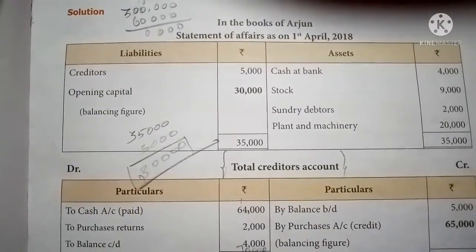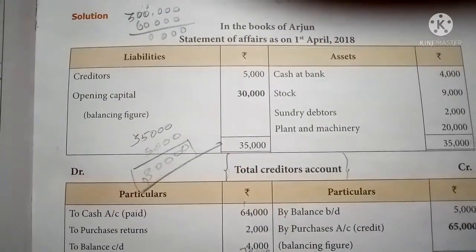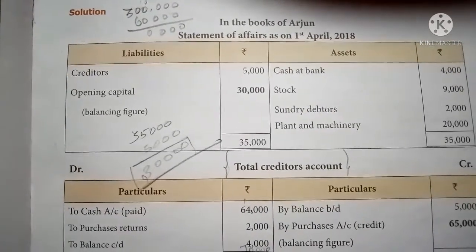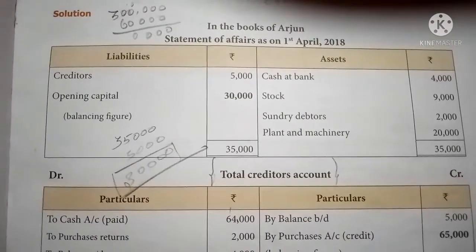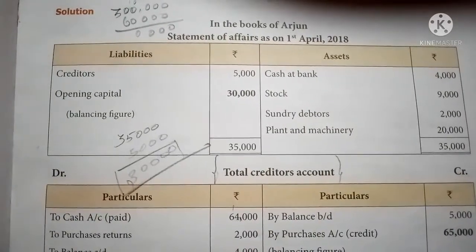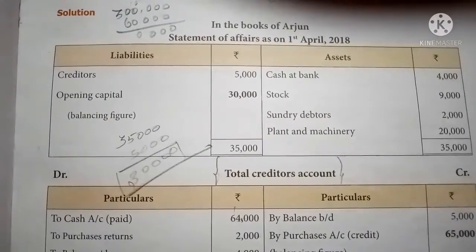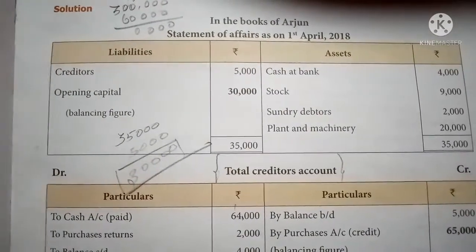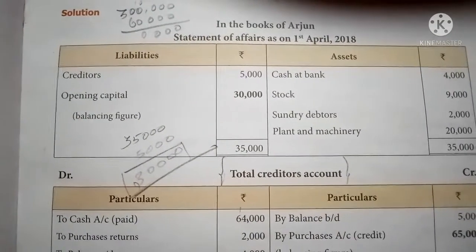So from the opening balances given in the sum, that is plant and machinery, stock, debtor, cash, all these 4 items will be on the asset side. The amount is also given in the example sum. Creditors amount only will be shown on the liability side, 5,000. And you should balance the statement of affairs. First you should add the assets. The total of the assets is 35,000. And from the 35,000 you can subtract the 5,000 creditors value. So the balance amount 30,000 will be assumed as capital. That capital is called the opening capital.